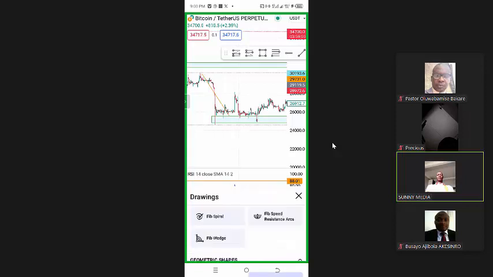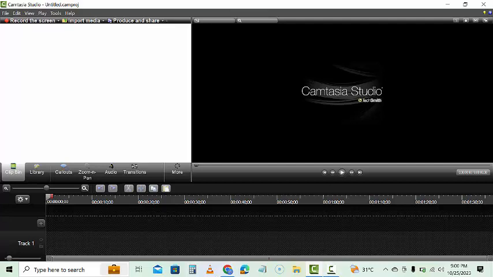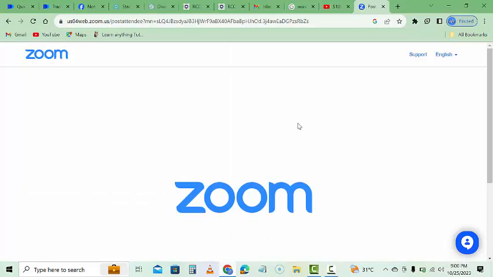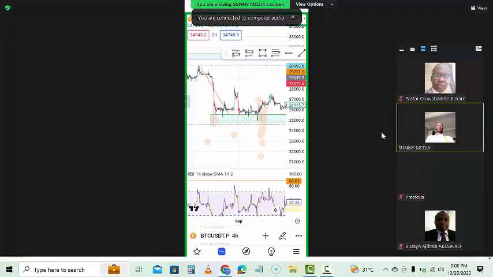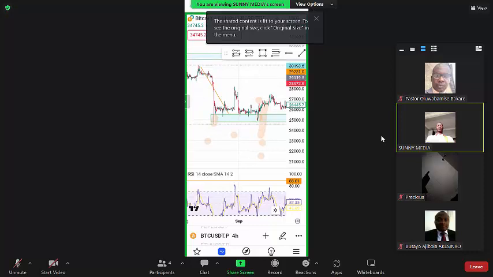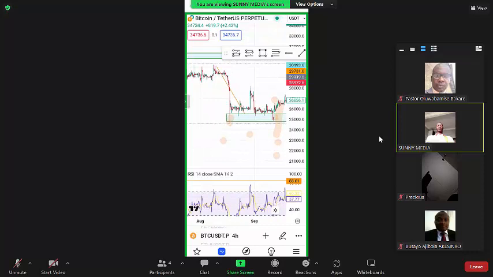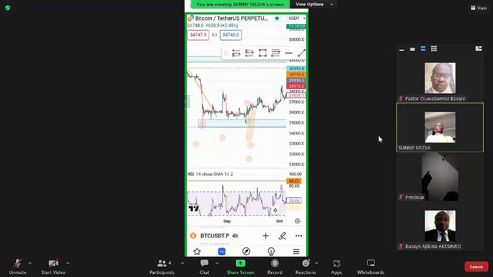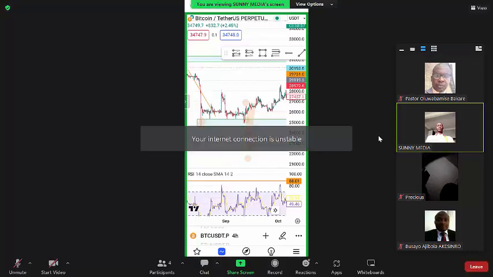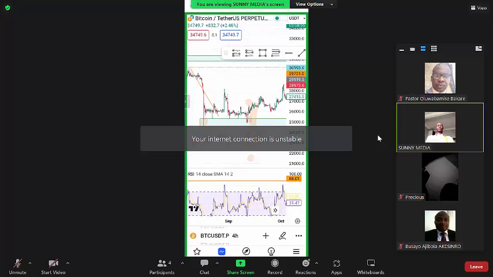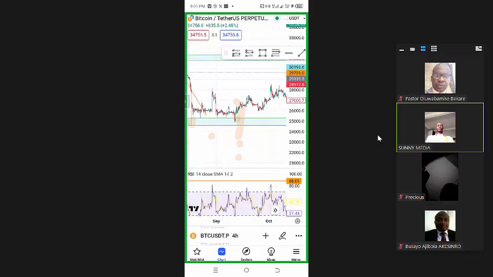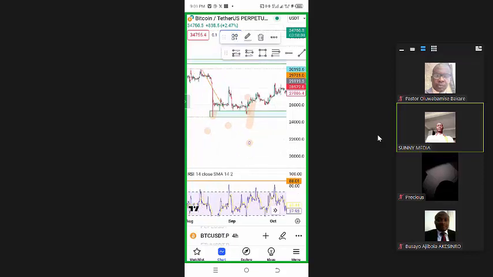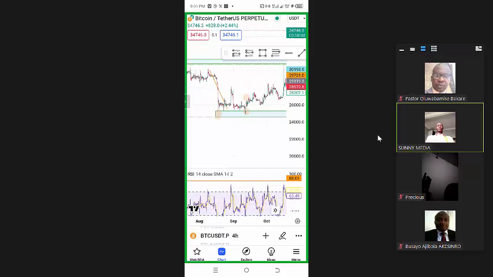Okay. And respect it, like this thing marked here. I don't know what's happening with my pen. Like this place I marked out is a support zone because the first time it respected it, the second time it respected it too. So it is a valid support. Why is it a support? Because when price gets there, you find it difficult to break down and continue to the downside. That's why it's a valid support. If price breaks the zone easily, then it's not a valid support.